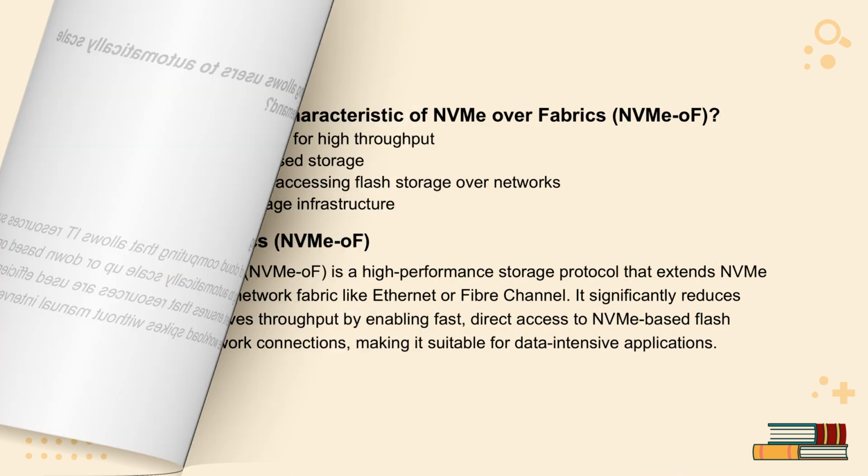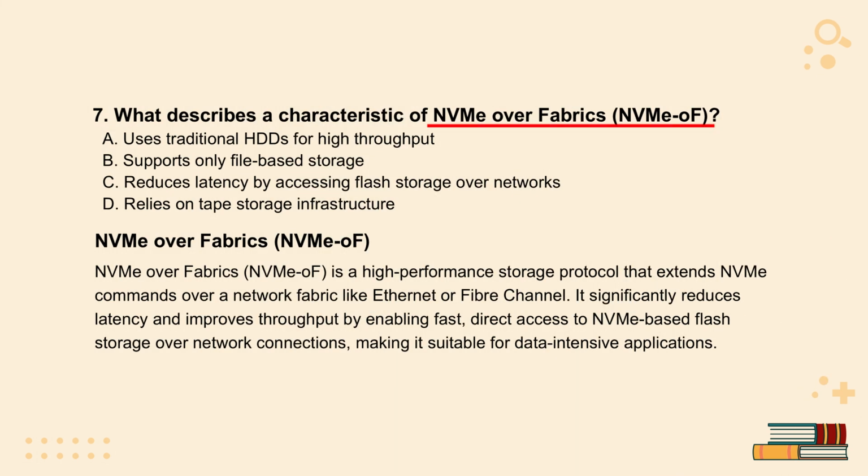Okay, now for speed. Question 7 is about NVMe over fabrics, or NVMe-oF. What describes a characteristic? Options involved HDDs, file-only, latency reduction, tape. And the answer is C, reduces latency by accessing flash storage over networks. NVMe itself is fast, right? For local flash drives. Incredibly fast. It was designed specifically for flash, unlike older protocols like SATA or SAS, which were designed for spinning disks: lower latency, higher throughput. So NVMe takes that speed and puts it on the network.